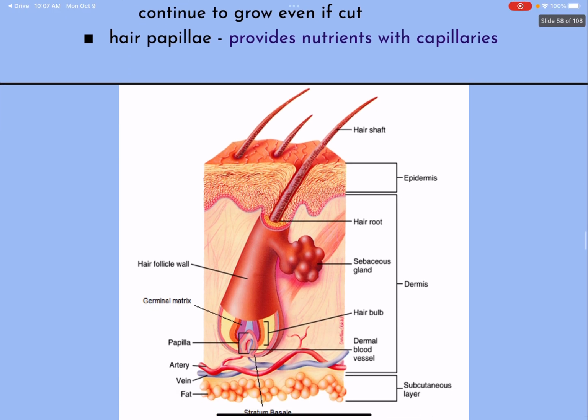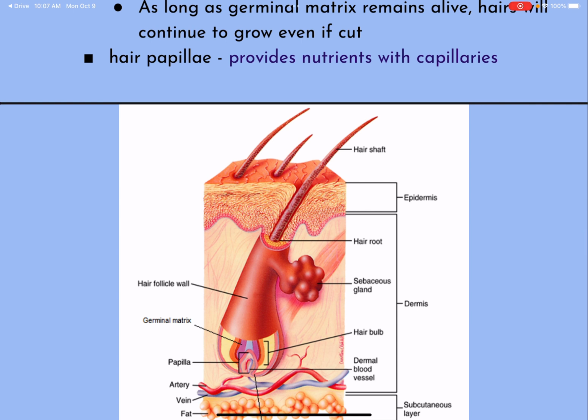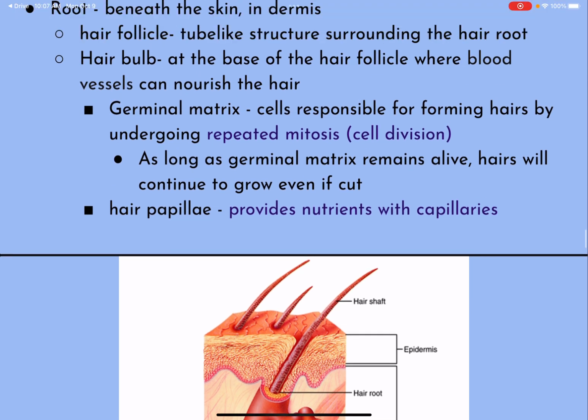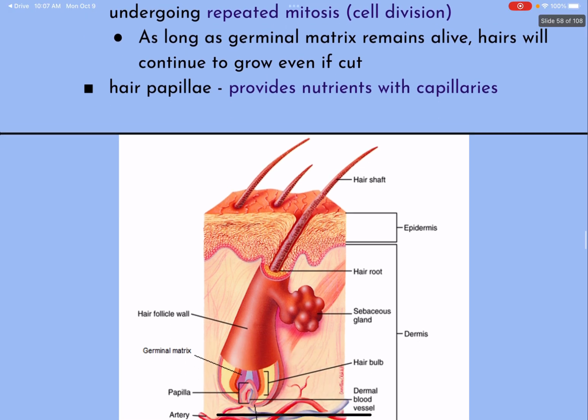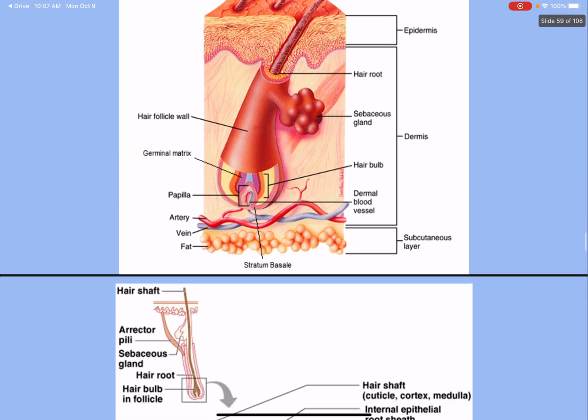Underneath the germinal matrix, you have this thing called the hair papilla. Notice the hair papilla down here in this little bracket. This is where blood vessels actually extend into the bottom of the hair. That's how the cells can get nourishment, and how the cells can grow and go through mitosis. Without that papilla, the hair doesn't grow. Without the germinal matrix, the hair doesn't grow. Once that germinal matrix gets damaged or just stops getting the nourishment it needs, the hairs will stop growing. But if those things stay alive, even if you cut the hair, it's going to keep growing.